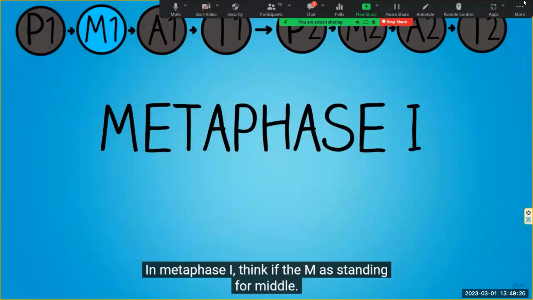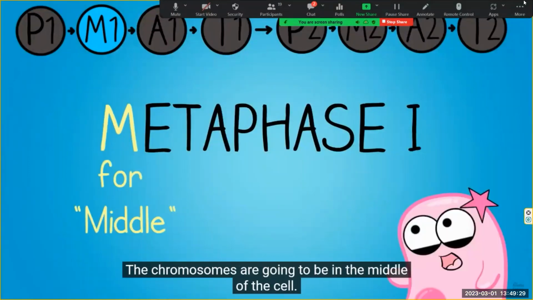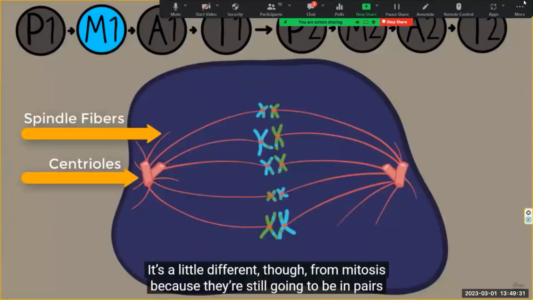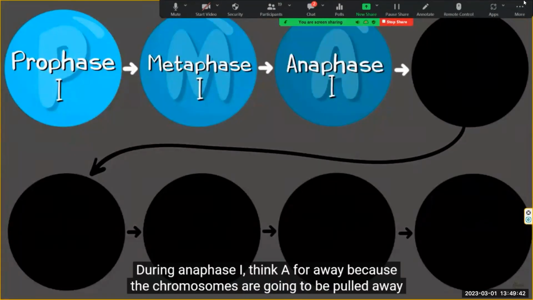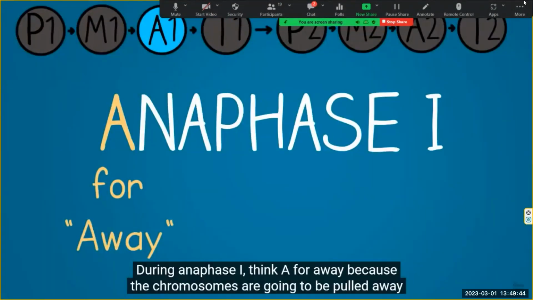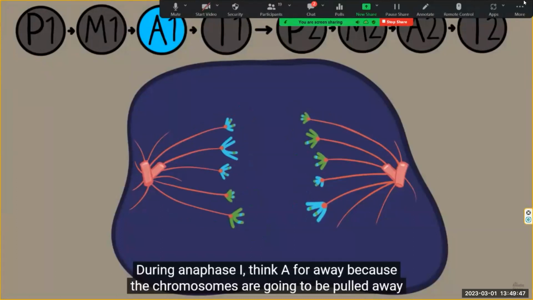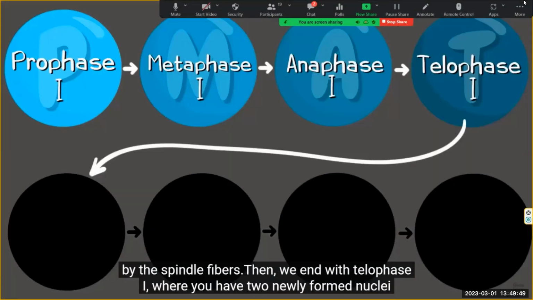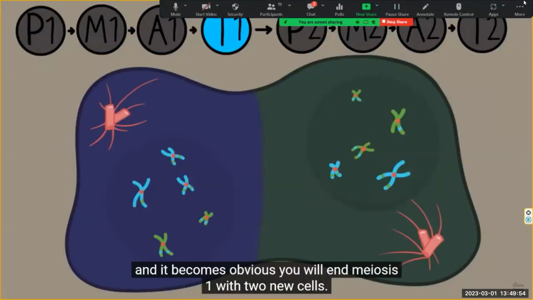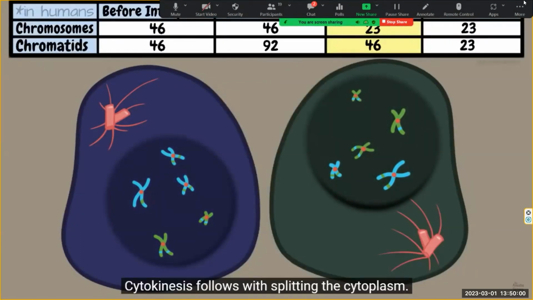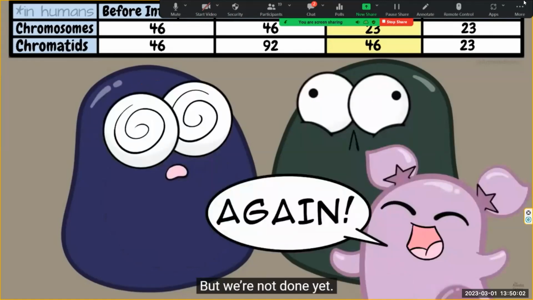Now we move into metaphase 1. In metaphase 1, think of the M as standing for middle. The chromosomes are now going to be in the middle of the cell. It's a little bit different though from mitosis because these chromosomes are going to be in pairs in the middle of the cell. So it's not a single file line, they're in pairs in the middle. Now during anaphase 1, think of A for away because the chromosomes are going to be pulled away by the spindle fibers. Then we end with telophase 1, where you have two newly formed nuclei, and it becomes obvious that you're going to end meiosis 1 with two new cells. Cytokinesis follows with splitting the cytoplasm. But we're not done yet.